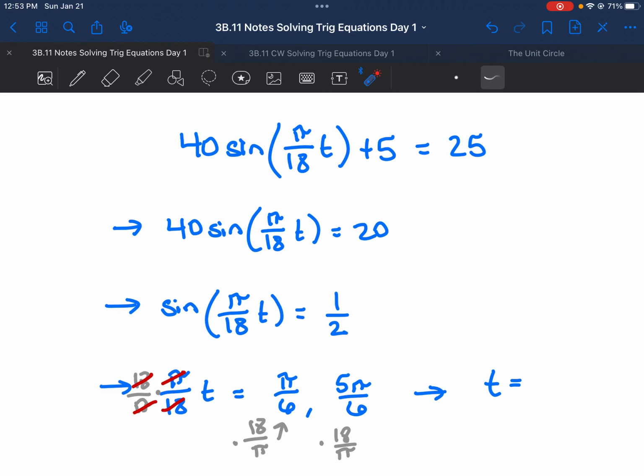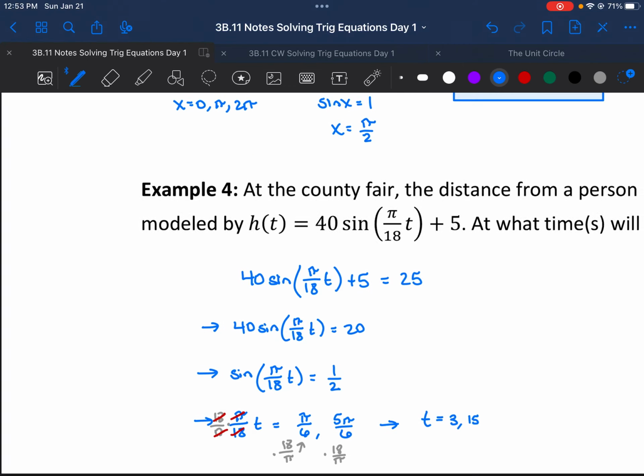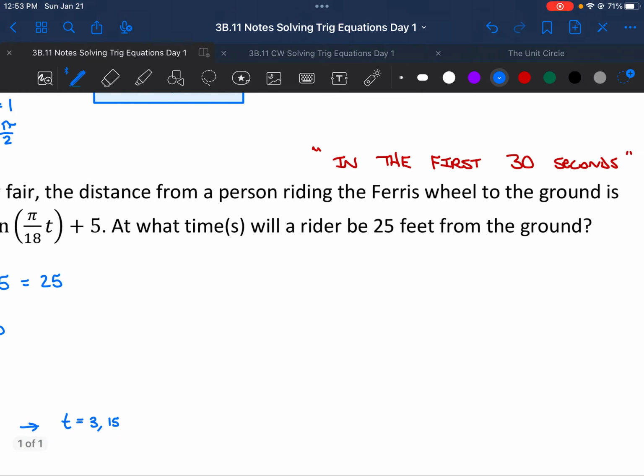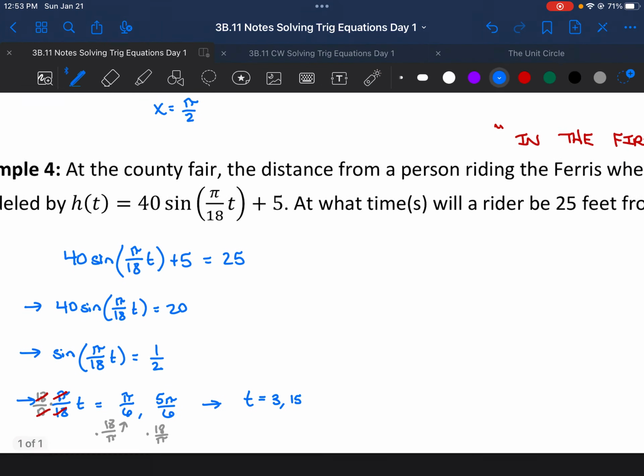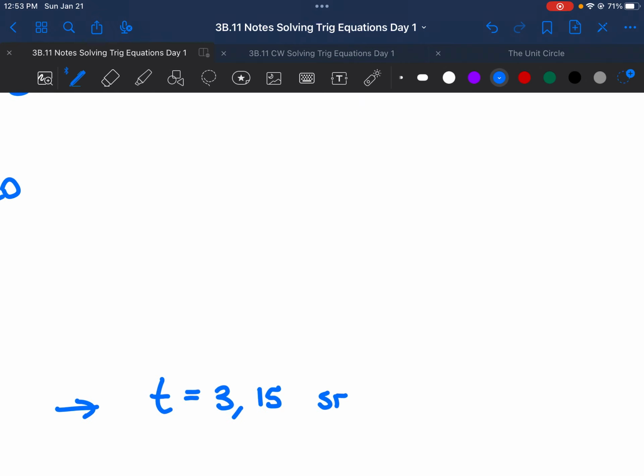T equals, well, if I do 18 over pi times pi over 6, the pi's cancel, and 18 divided by 6 is 3. And then here, if I do 5 pi over 6 times 18 over pi, the pi's cancel, 18 divided by 6 is 3, and 5 times 3 is 15. Okay, so I get t values of 3 and 15. I also don't see any units here for time, but I said 30 seconds, so at 3 and 15 seconds.